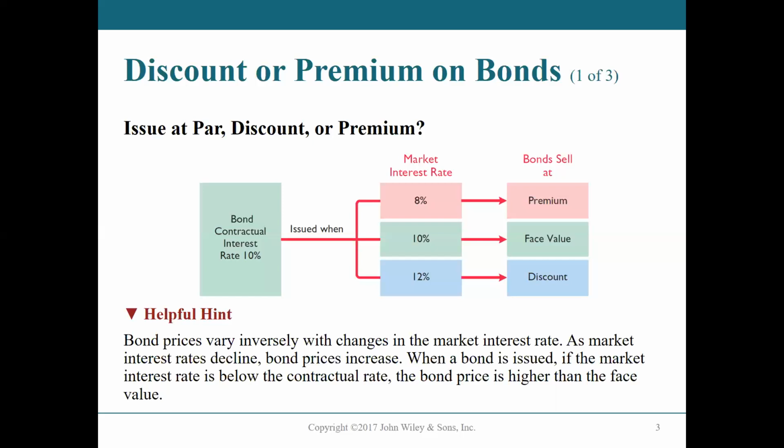Meaning if market interest rates drop, then bond prices go up. So they're premium. Right. And if market interest rates increase, then bond prices drop, and so the bonds are issued or sold at a discount. So if you just remember there's this inverse relationship between market interest rates and bond prices, that will help a lot as we move forward.